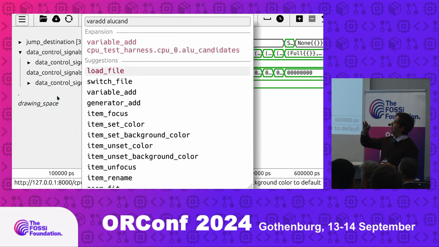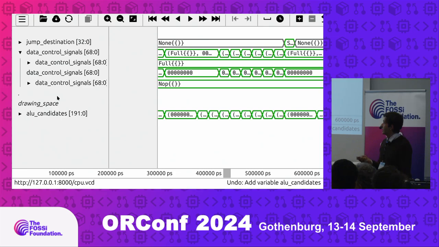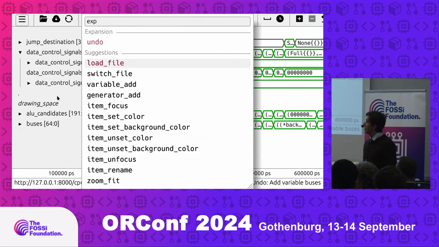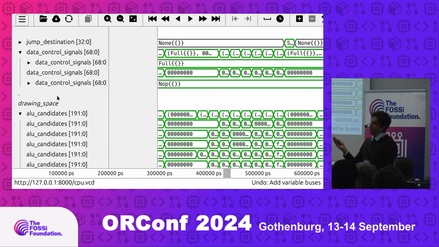So we have a command line interface that you can do fuzzy matching. So var add ALU cand, it will figure out that you probably did want to variable add ALU candidates from the CPU test harness something. And you can do more things. You can add more variables. You can expand signals. And then Oscar, my advisor, he does not like using the keyboard. So he put all these nice menu buttons in the toolbar here so everyone can use Surfer the way they want.